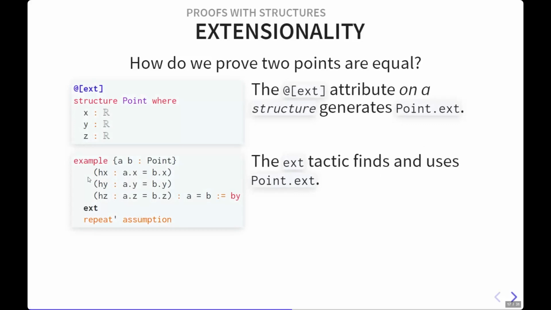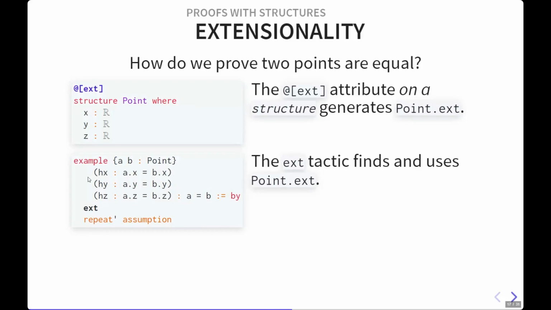Does that answer your question? I wonder what will be generated for a general base structure. It'll take all the fields and it will generate a lemma that says if you've proven each field is pairwise equal, then the whole structure is equal.